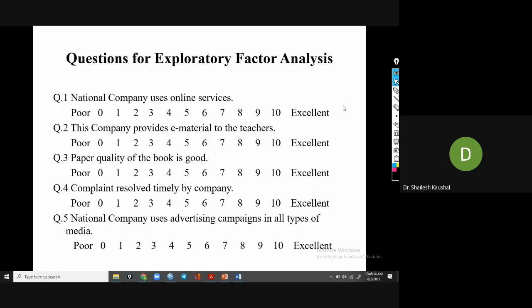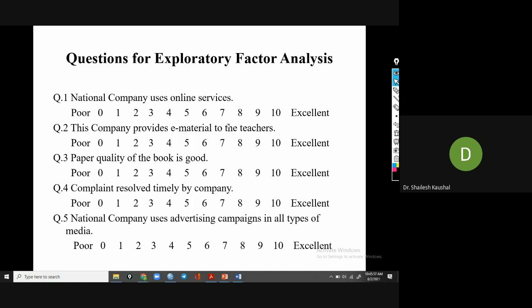So I am taking this case study to explain the exploratory factor analysis. In this case study, I am taking some questions. All the questions should be like this: it's a publishing house, and this publishing house wants to know some factors. So they prepare some questions like National Company uses online services, and it's an interval type of question, poor to excellent, it's an 11 point scale.